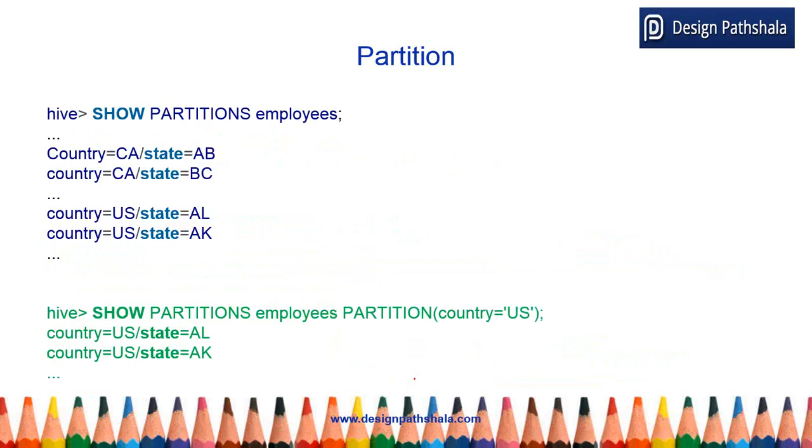I can look into the partitions of a table by just saying show partitions and the table name. This will show all the partitions of this table, employees. Show partitions employees, partition country equals US, will show only the partitions inside this partition. So this US is the top level partition.